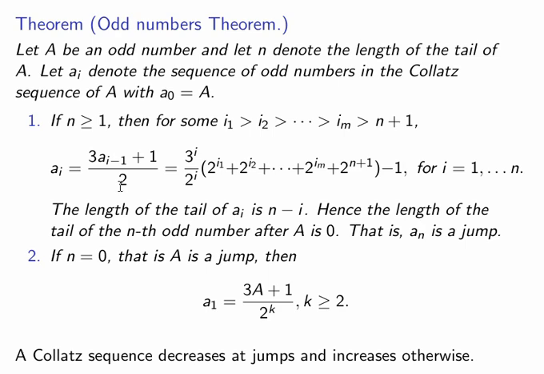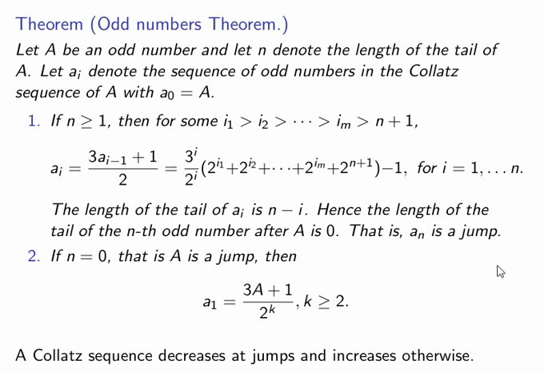Okay, and if you look at this, the length of the tail of A_i is n minus i. So hence the length of the tail of the nth number after A is 0. That is, A_n is a jump. So the length of the tail is reducing each time. Okay, and then when you reach A_n, the tail is 1, that is, the length is 0, and it's a jump.